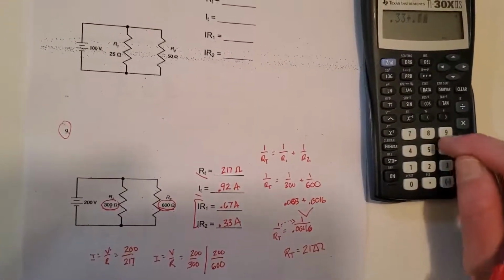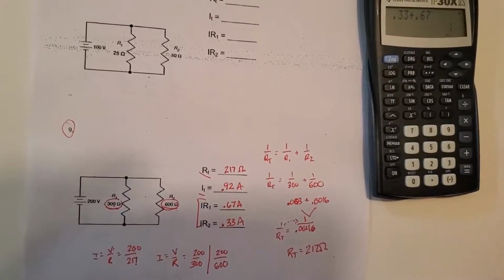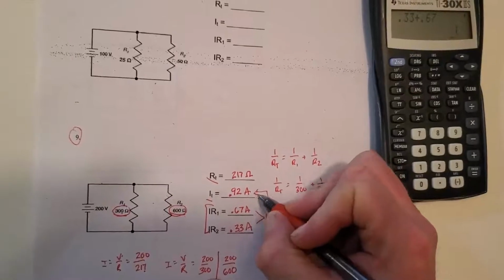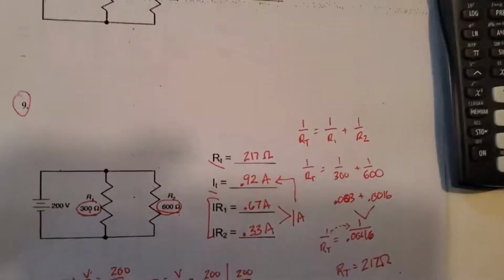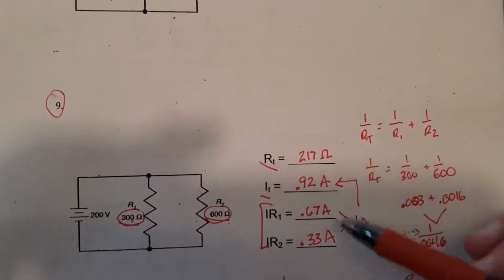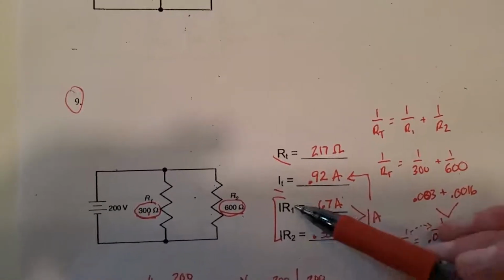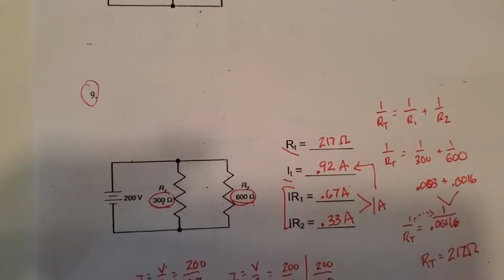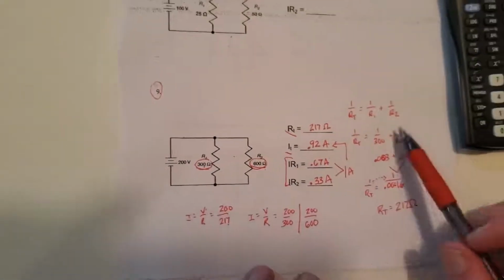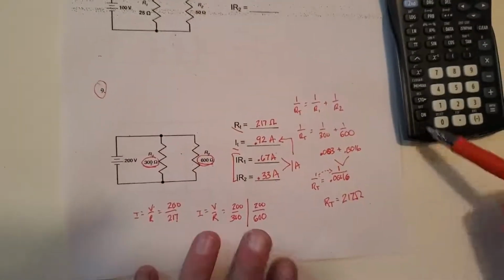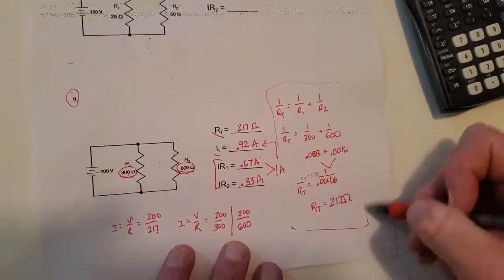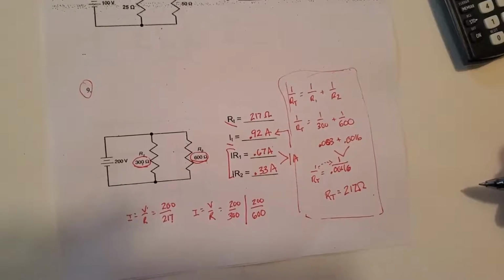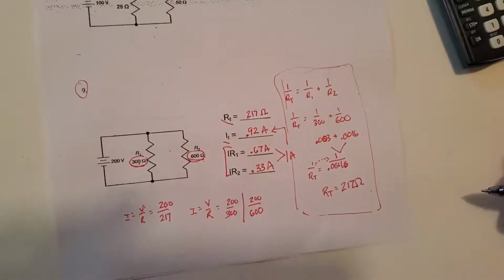If we take 0.33 plus 0.67, we see that we get about 1 amp, which is pretty close to what we had up there. These answers should always be pretty similar. These two R1 and R2 currents should add up to our IT or be really close to it. So that's how you solve a parallel circuit. The hardest part being that formula for RT, but the rest is pretty easy. So hopefully that helps you out. Good luck.